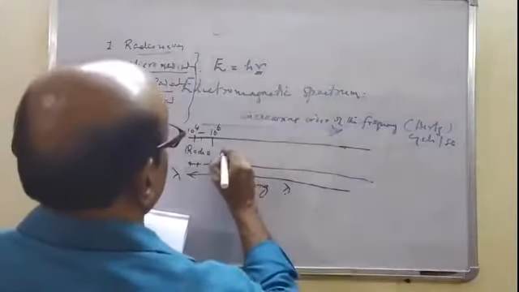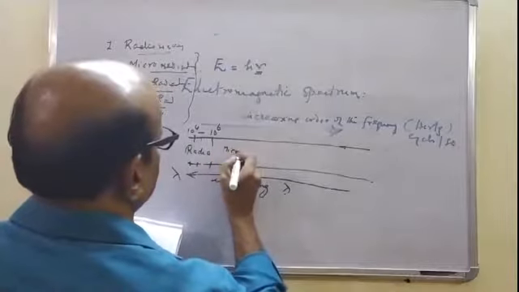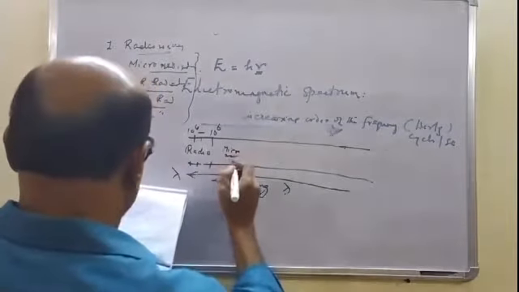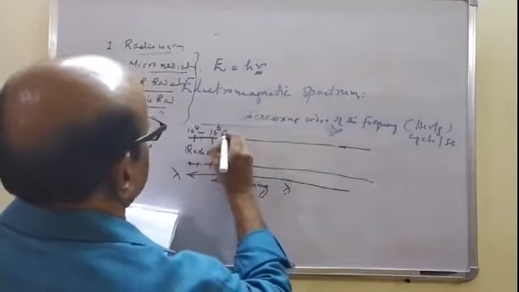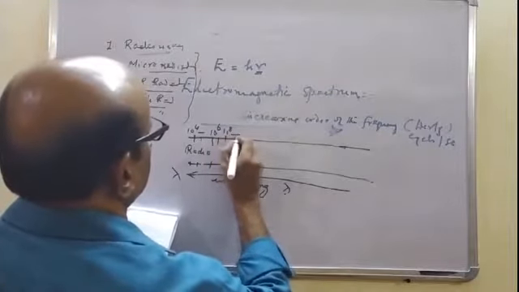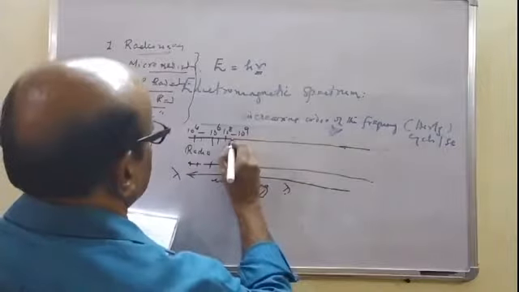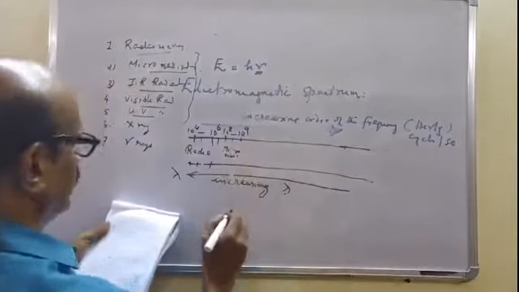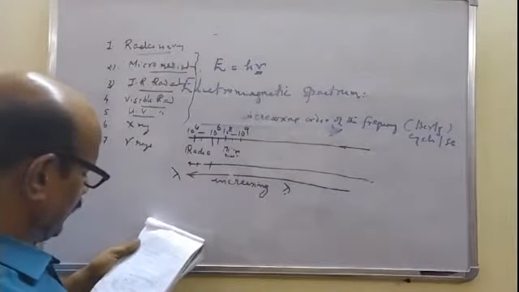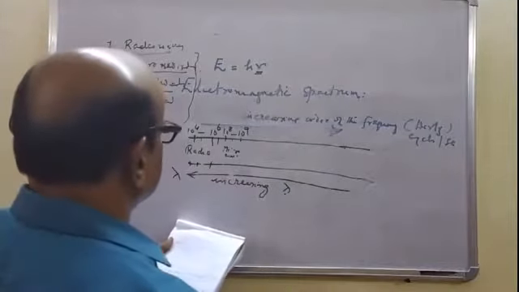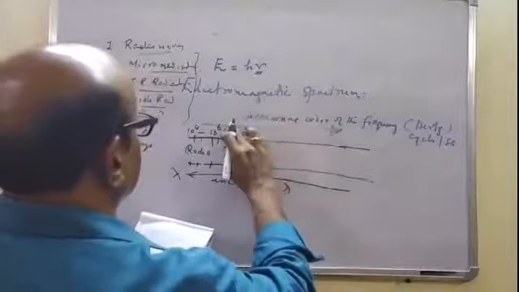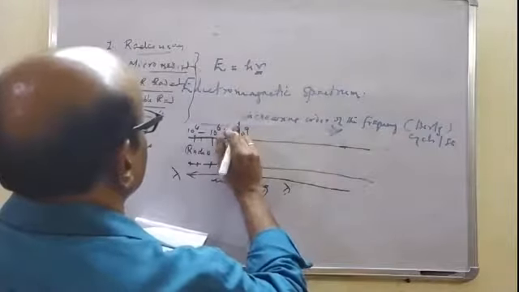Then microwaves are in the order of 10⁸ to 10⁹ cycles per second. Then comes IR, approximately 10¹² to 10¹⁴.